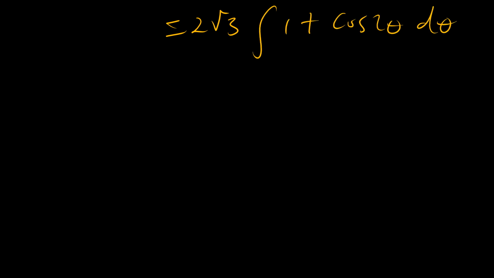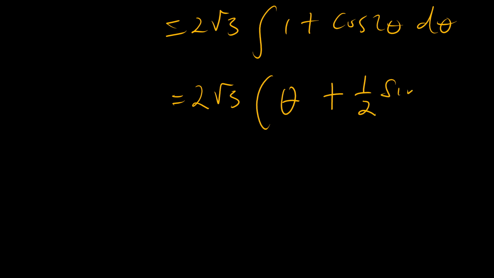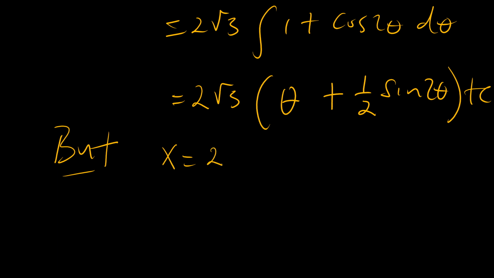So it becomes 2 root 3 times the integral of 1 plus cosine 2 theta, right? And this evidently is 2 root 3 in brackets theta plus a half of sine 2 theta plus c. But we had initially said that x was equal to 2 sine theta, right?